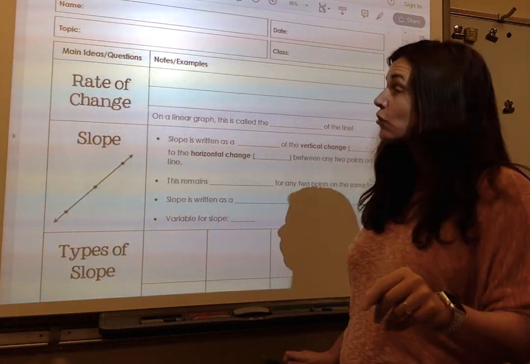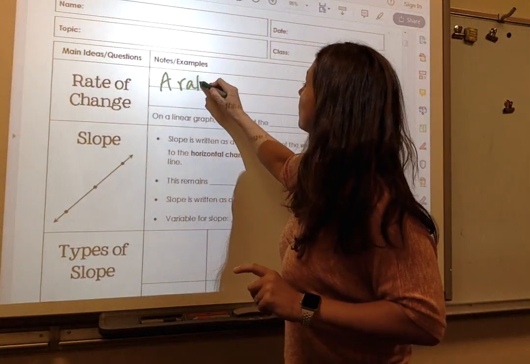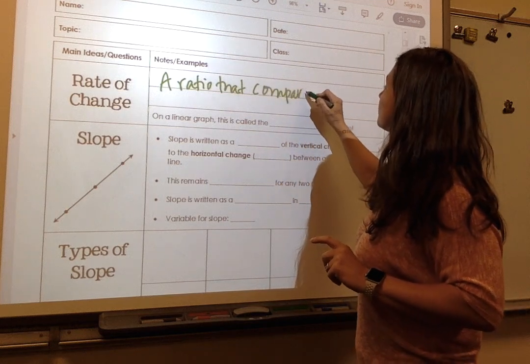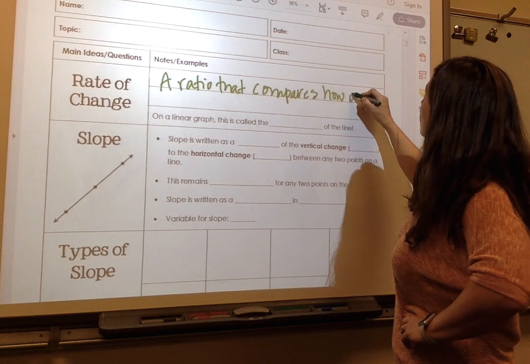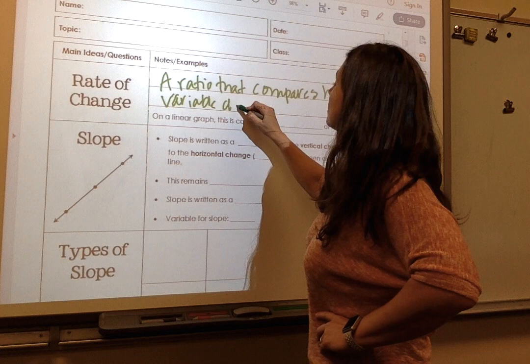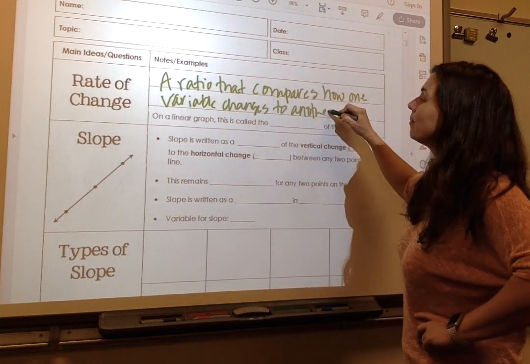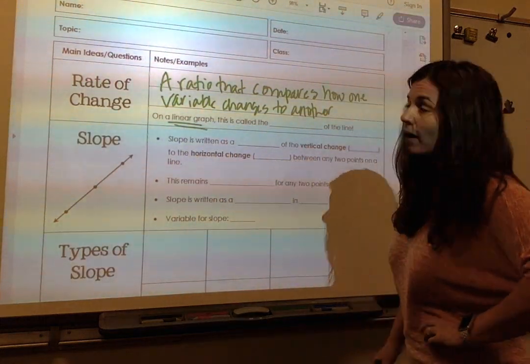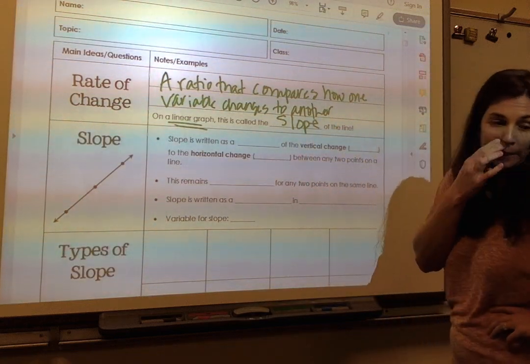So the first thing I want you to understand is rate of change. Rate of change is a ratio that compares how one variable changes to another. Okay? On a linear graph, which is what this unit is about, this is called the slope of the line, right?